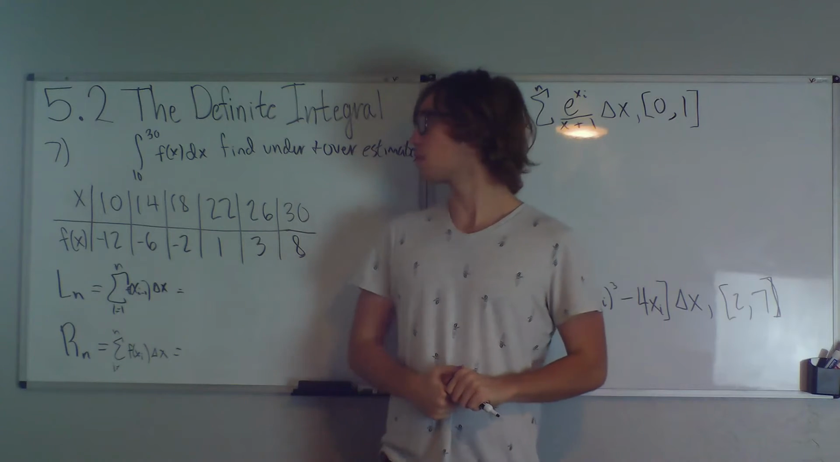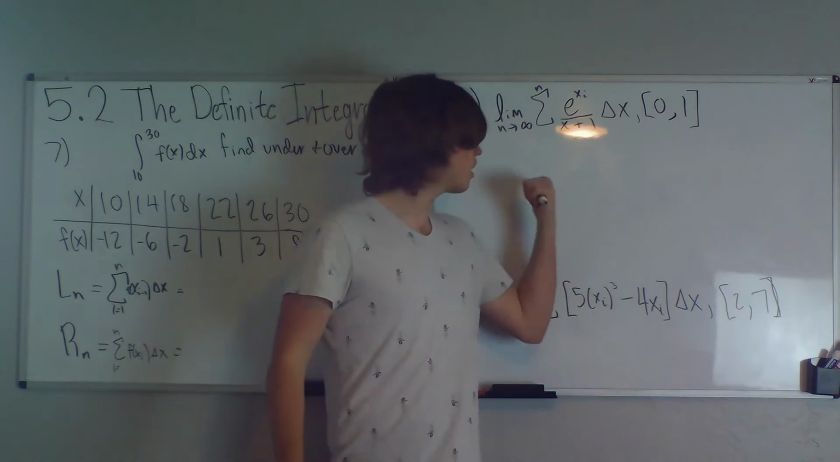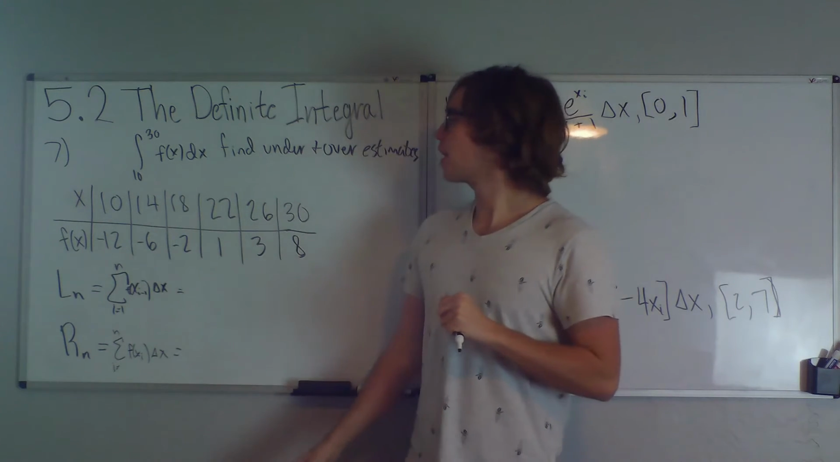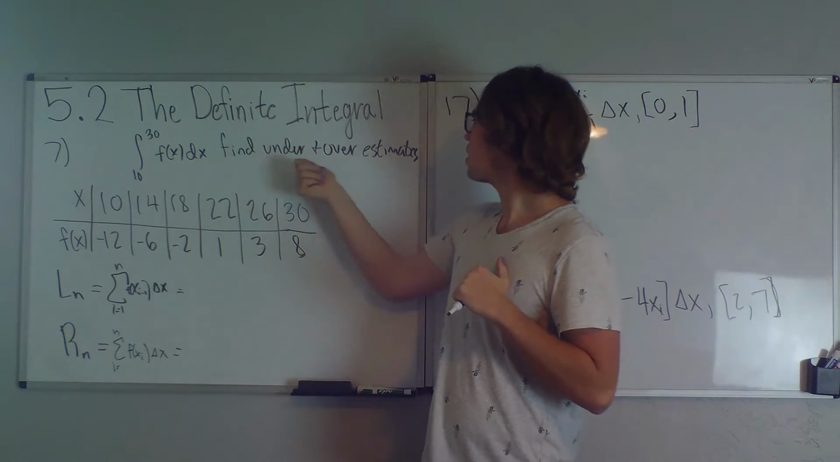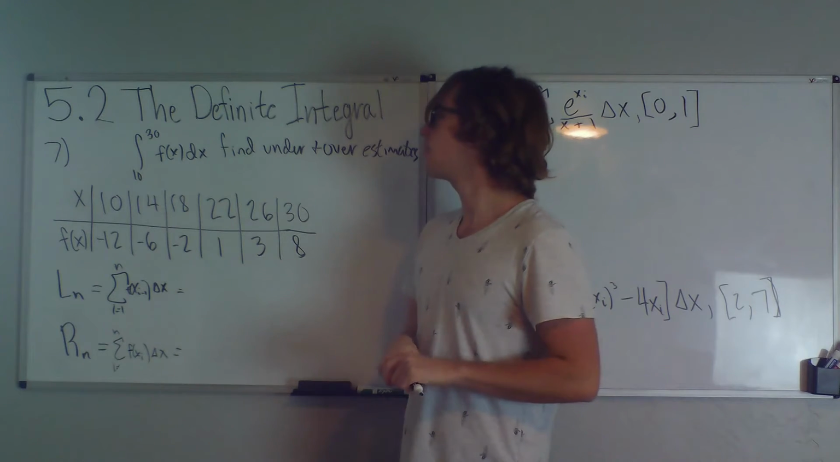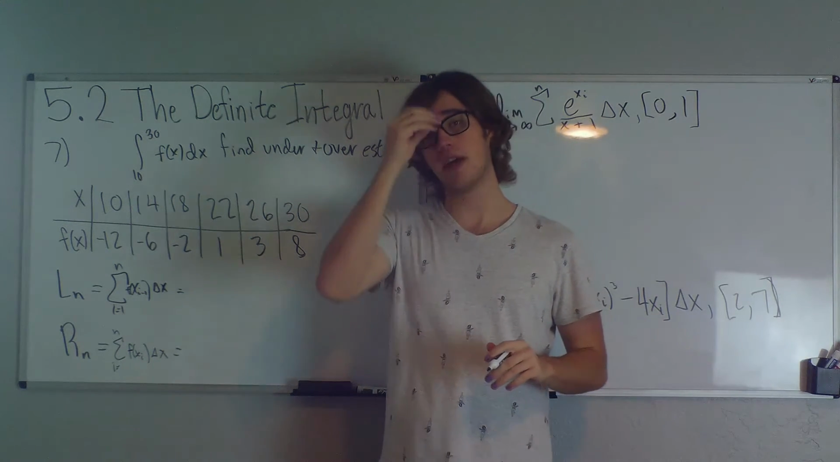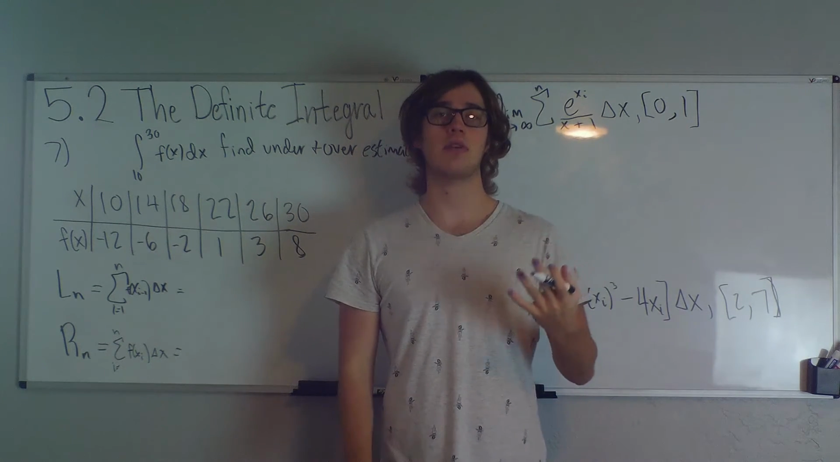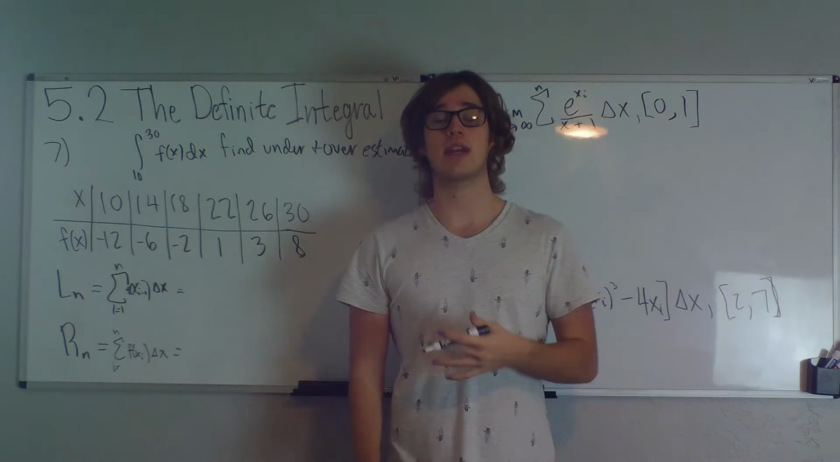Alright, now on to the practice problems. We're doing numbers 7, 17, and 19. Okay, so what is it saying? It's saying find the under and over estimates of our integral from 10 to 30 of f of x dx. And how do we do that? Well, we have to find our left-hand endpoint estimations and our right endpoint estimations.